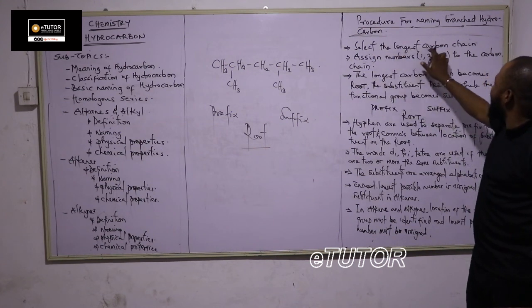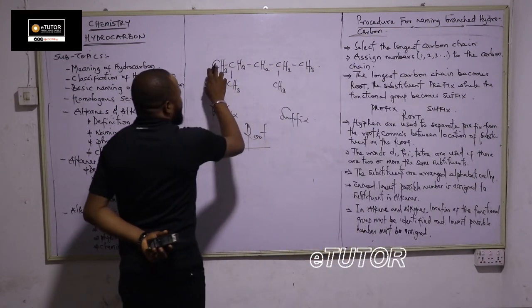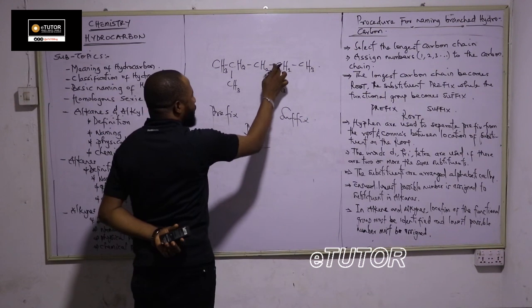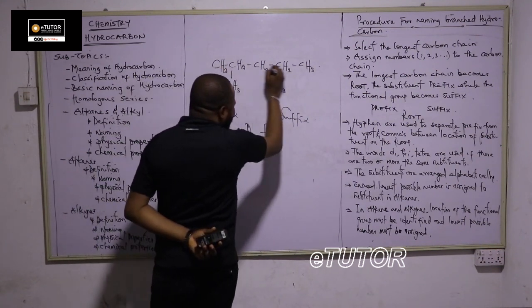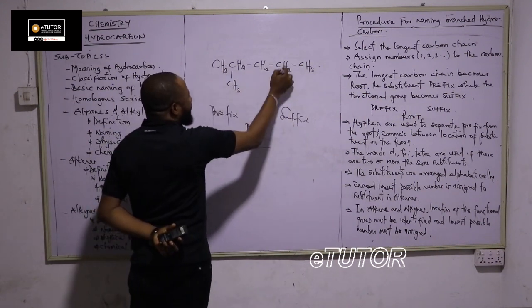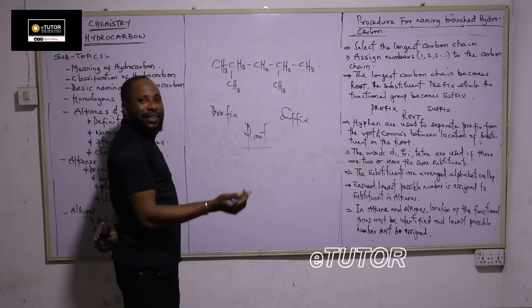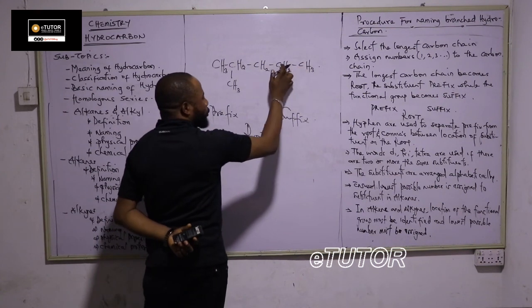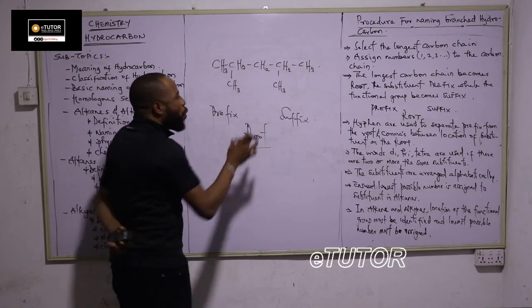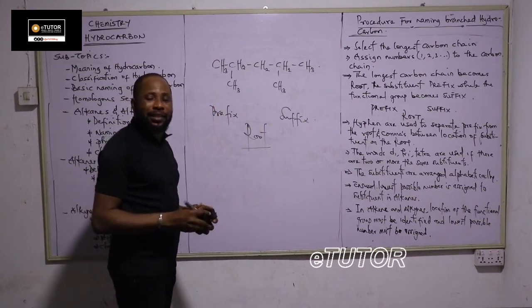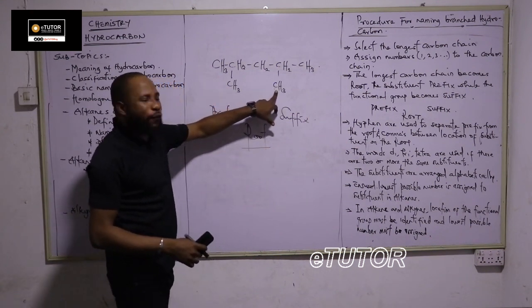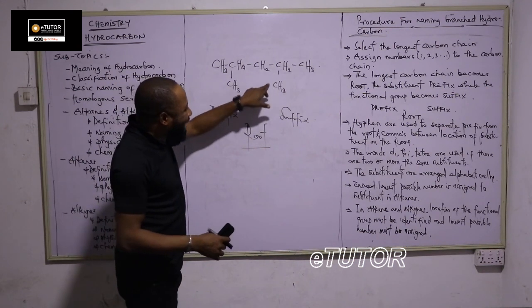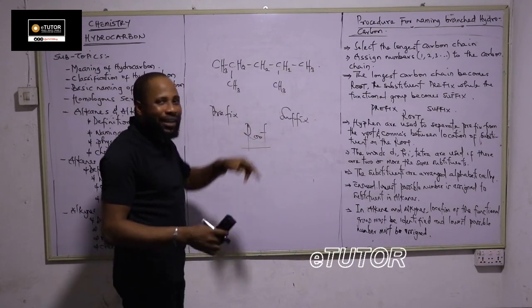Number 1, select the longest carbon chain. 1, 2, 3, 4, 5 is long enough. 1, 2, 3, not long enough. 1, 2, 3, 4, 5 is long enough. So we can decide to choose this straight chain, or this branched chain, as our longest carbon chain. You can also select the longest carbon chain from either end. 1, 2, 3, 4, 5, longest carbon chain. 1, 2, 3, not long enough. 1, 2, 3, 4, 5. Now, the one you are selecting will depend on the position of the attaching alkyl group, or any attaching substituent, to the longest carbon chain.